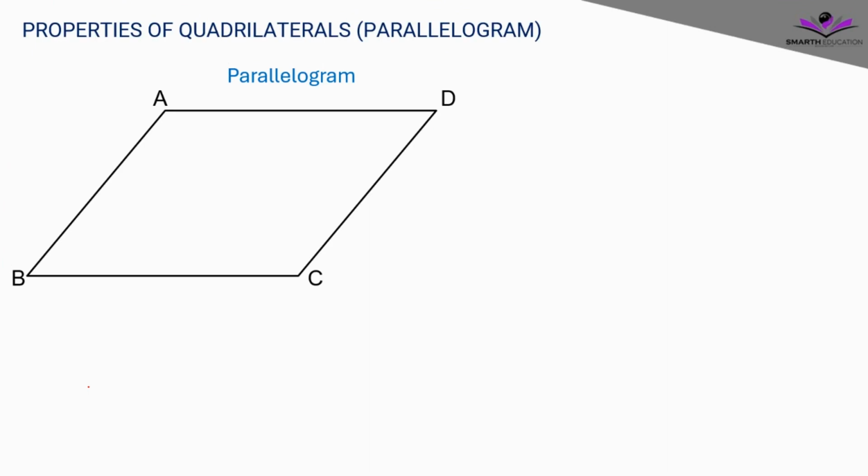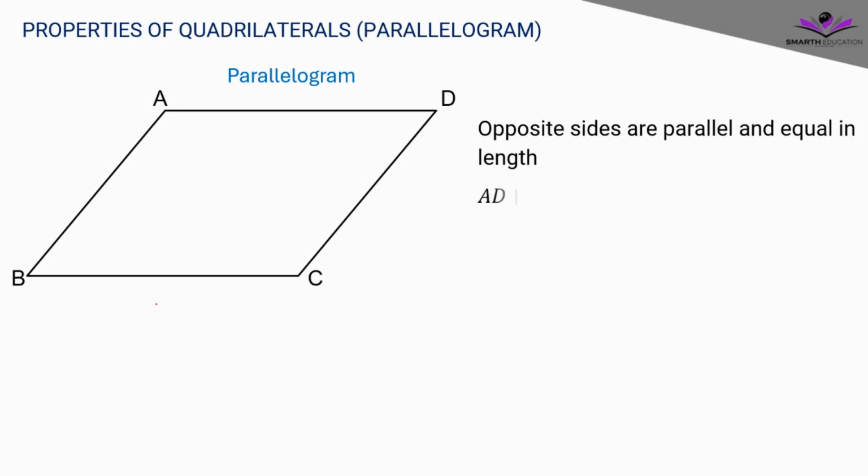Now let's look at the properties of a parallelogram in detail. For a parallelogram, opposite sides are parallel and equal. Considering this parallelogram that we have here, it means that AD is parallel to BC, and AB is parallel to DC. So the opposite sides are parallel and equal. And then the reason you just write is opposite sides of parallelogram.